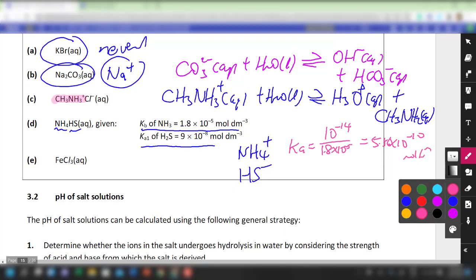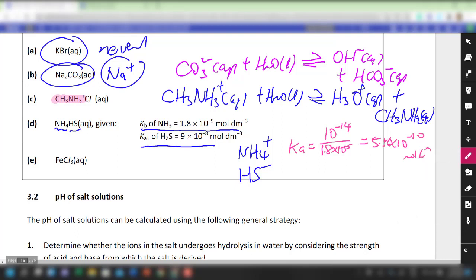Okay, then we can do the same. We are given Ka1 of H2S. In case you are not very familiar, H2S is what we call a dibasic acid, so it will ionize twice. The first ionization gives H plus plus HS minus. The second ionization gives H plus plus S2 minus. So this is Ka2.